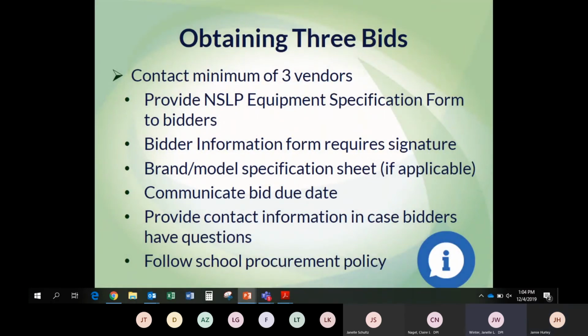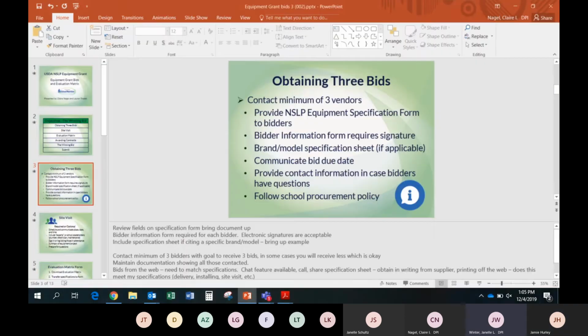Next, you want to make sure that the bidder information form does require a signature. So those were forwarded to those who are in the running for the grant at this time, and we are proceeding you to the next step. But the bidder information form does require signature, so we just want to make sure everybody understands that that is essential. And then the brand model specification sheet, if that's applicable.